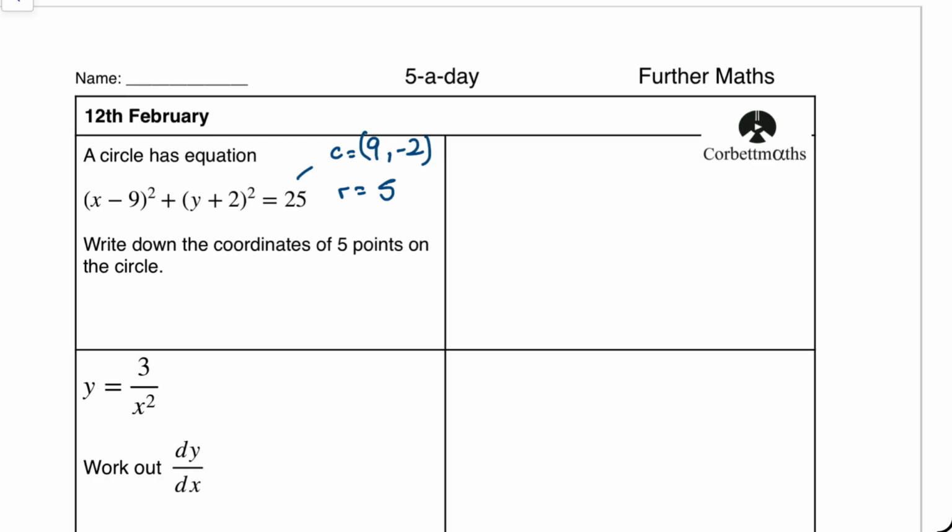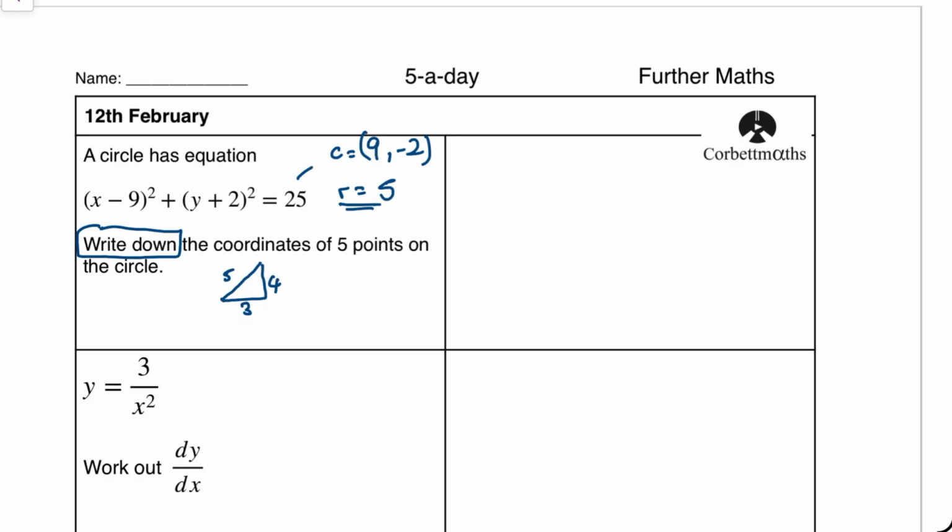Write down is maths code for you shouldn't have to do a lot of maths. It doesn't mean you won't do any maths, but not a lot. So, write down the coordinates of 5 points on the circle. Radius 5 means that, thinking about Pythagoras, if I go across 3 and up 4, so if I move from my centre 3 to the left and 4 up or down, then my long length, my hypotenuse, is 5. In other words, that's my radius, so I must be on the circle.